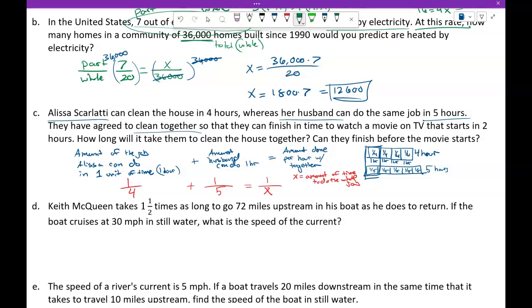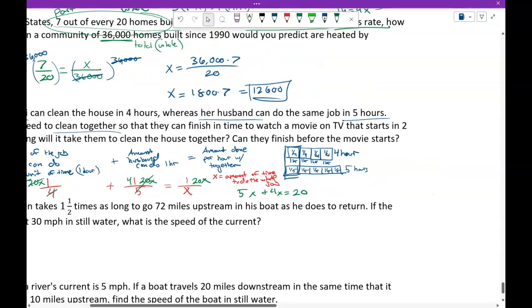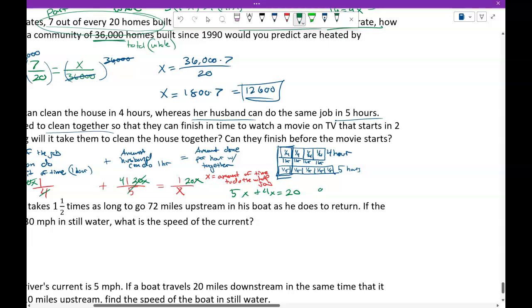So we'll multiply both sides of our equation by our least common denominator. 4, 5, and X gives us an LCD of 20X. 20X and 20X. So we simplify, we're left with 5X plus 4X equals 20. And then we get 9X equals 20, X equals 20 over 9, which is approximately 2.2.